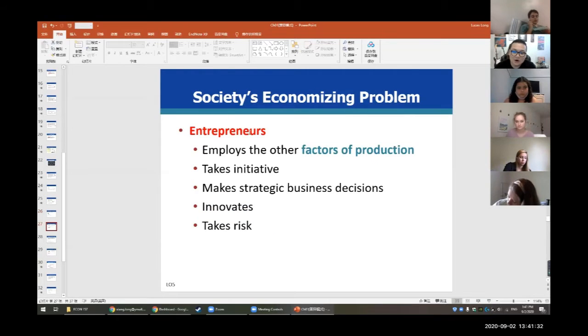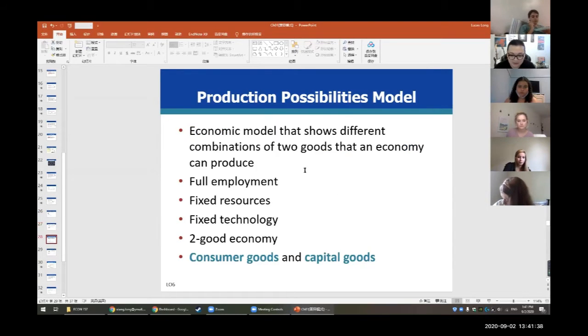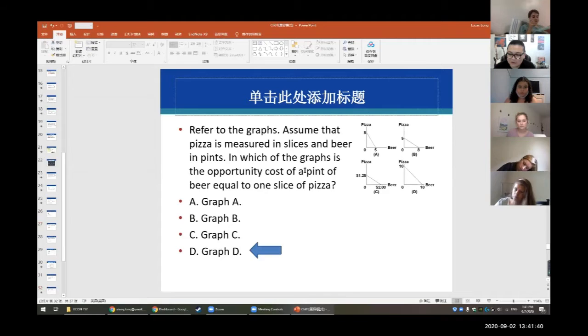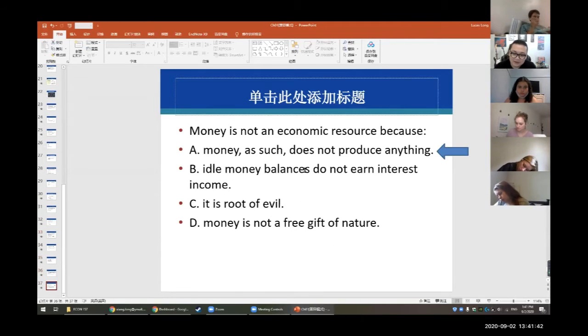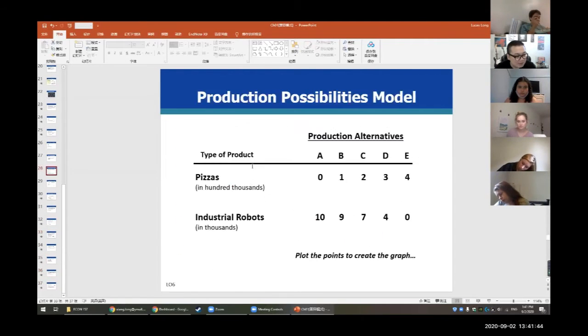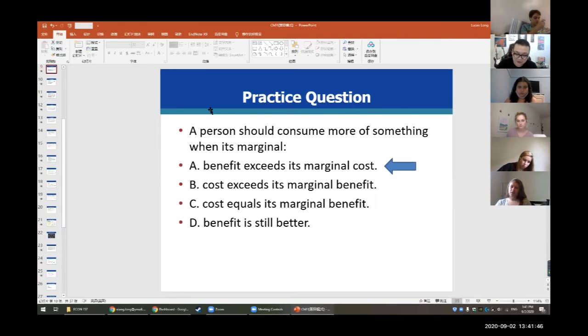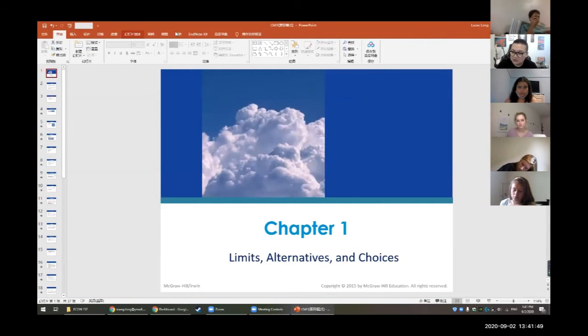And you do need to know the key characteristics of the entrepreneur, the entrepreneurial economic resource. So I think that would be all for this chapter. The first chapter just gives you a very basic definition and introduction of economics. We're going to study chapter 2 today. I don't want to overwhelm you guys, but chapter 2 is also a very easy chapter, so we're just going to go through that.